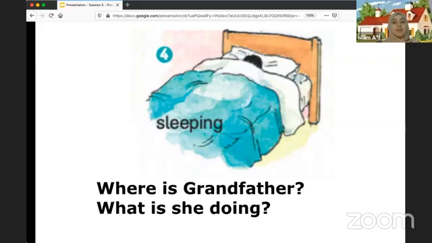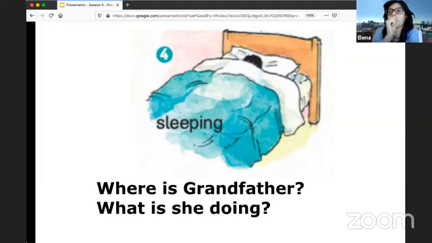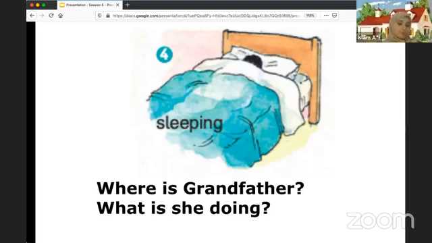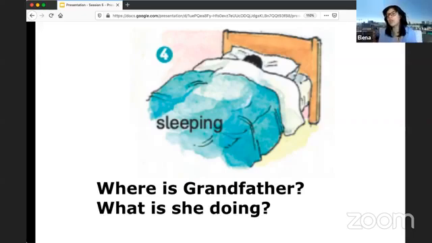My grandfather is sleeping in his bedroom. Is this true or false? So again, my grandfather is sleeping in the bedroom. Please write number 4 and whether the sentence is true or false in the comments. Okay, so is he in the bedroom and is he sleeping?